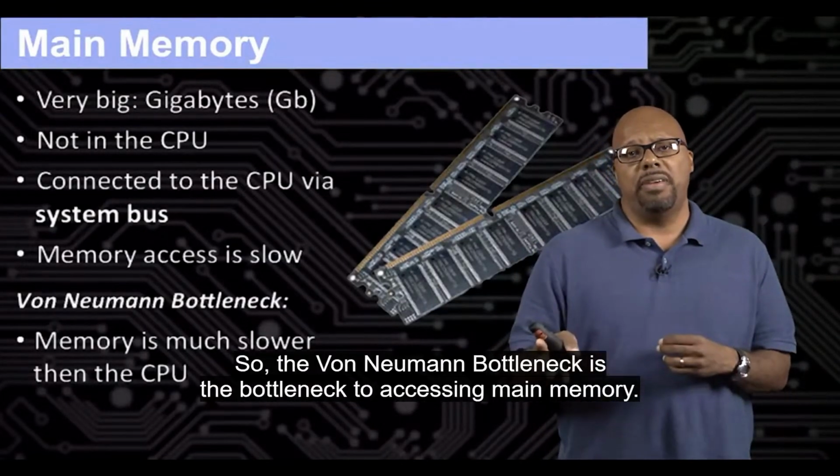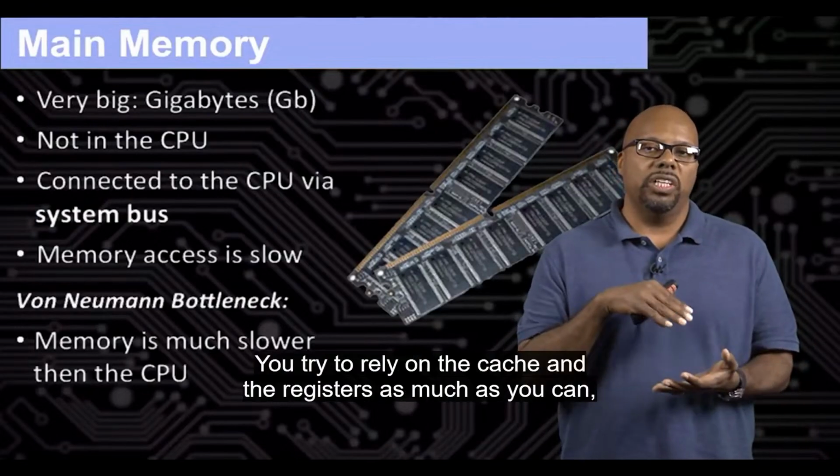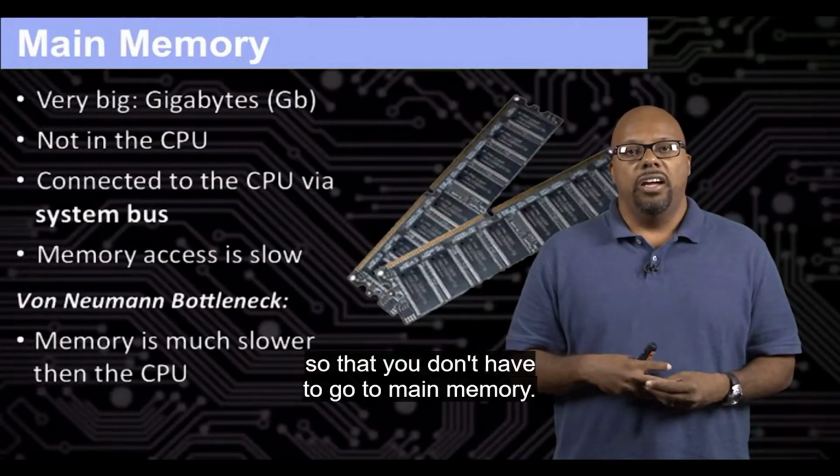The von Neumann bottleneck is a bottleneck to accessing main memory. It's the fact that the memory is much slower than the processor. To avoid that, you basically use the cache. You try to rely on the cache and the registers as much as you can, so that you don't have to go to main memory.